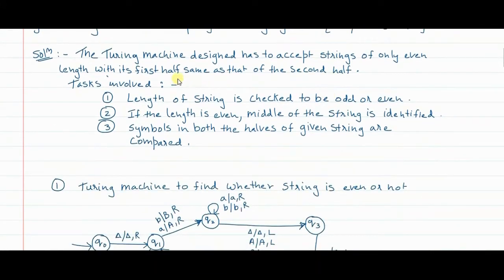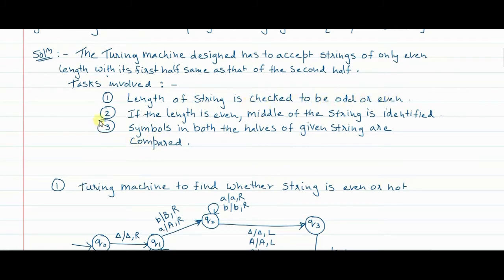So designing such a Turing machine is a very big Herculean task. You have to design Turing machines to do smaller tasks. What are those smaller tasks? One, the length of the string has to be checked, so that we can determine whether the given input string is odd or even. So you will first design a simple Turing machine that will check the length of the input string and find out whether the string is odd or even.